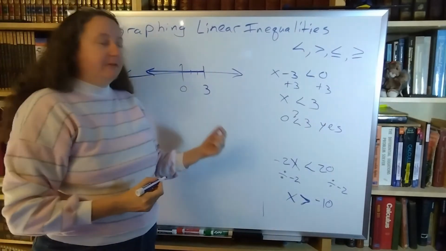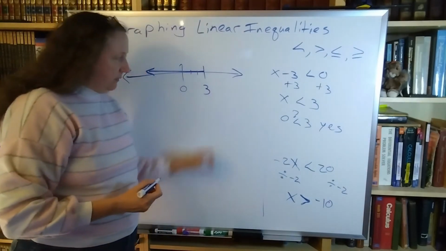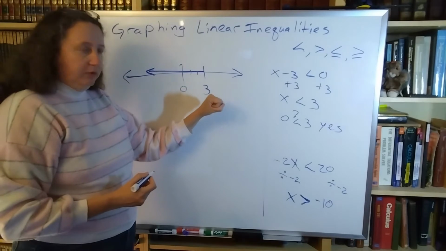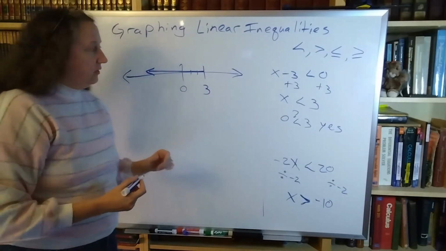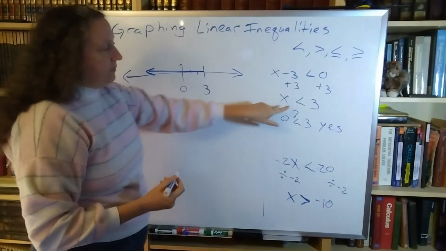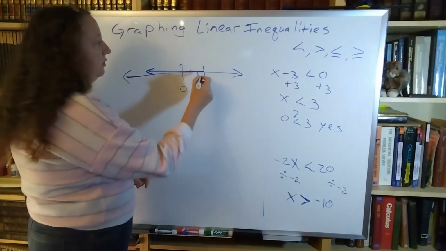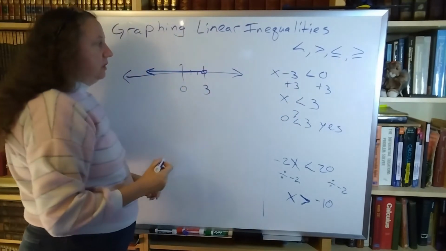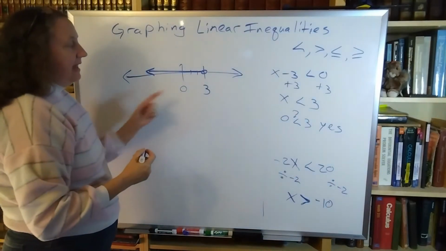The other thing we have to figure out with this is, are we going to use open circles or closed circles? Or if you prefer, we can use parentheses and brackets. So the first one I'm going to do here is going to use the circles. It does not have an equal to sign on it, so it's going to be an open circle, dot, without anything inside of it. And that is the answer.